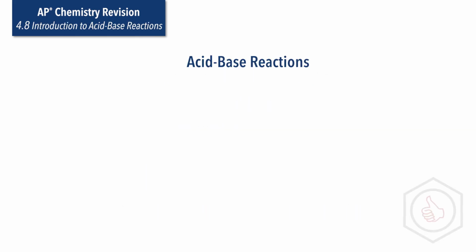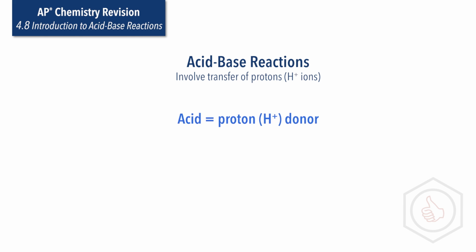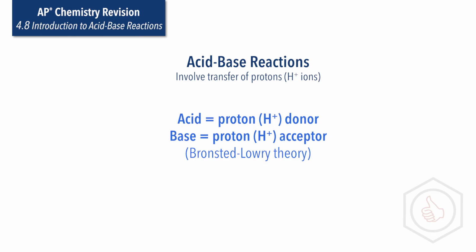An acid-base reaction is one in which a proton, H+ ion, is transferred from one substance to another. The substance that donates the H+ ion is called the acid, and the substance that accepts the H+ ion is called the base. This is the Brønsted-Lowry definition of acids and bases, where a Brønsted-Lowry acid is a H+ ion donor and a Brønsted-Lowry base is a H+ ion acceptor.